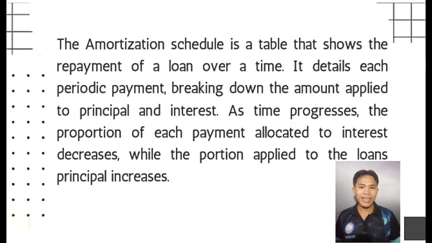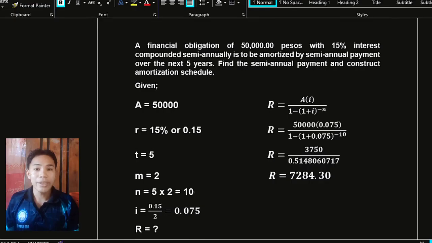The amortization schedule is a table that shows the repayment of a loan over time. It details each periodic payment, breaking down the amount applied to principal and interest. As time progresses, the proportion of each payment allocated to interest decreases, while the proportion applied to the loan's principal increases. So here's my example problem on how to calculate an amortization schedule.